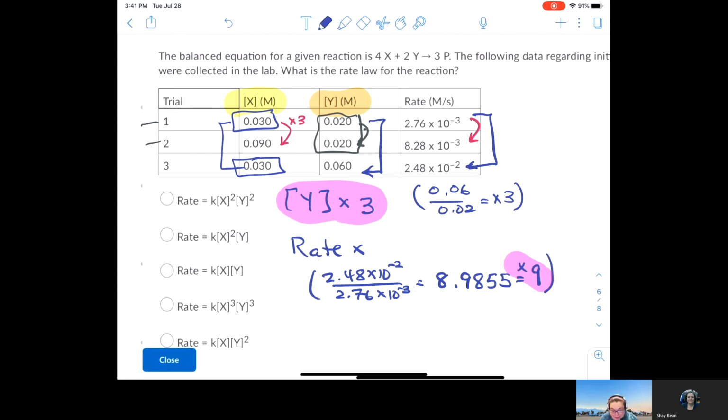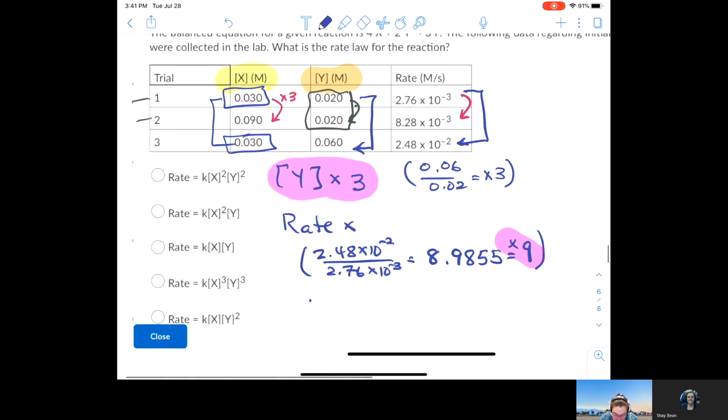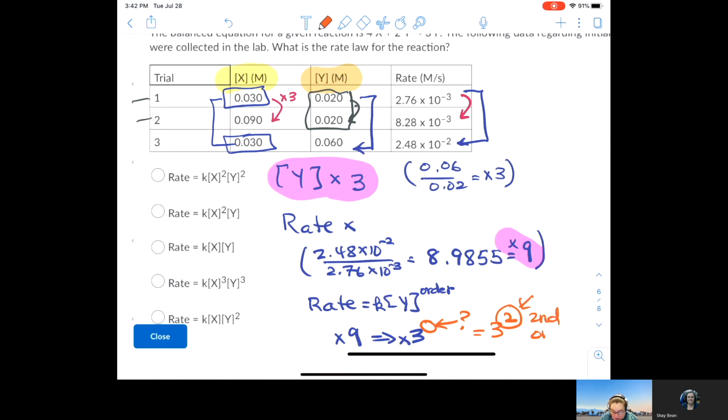What pattern is that? Just to remind you, the rate is equal to the constant K times the concentration of Y raised to that order. The rate went up by 9, which is comparable to the concentration going up by 3, raised to what power? That's the order I'm looking for. And 3 squared is 9. So 3 squared means it's second order.